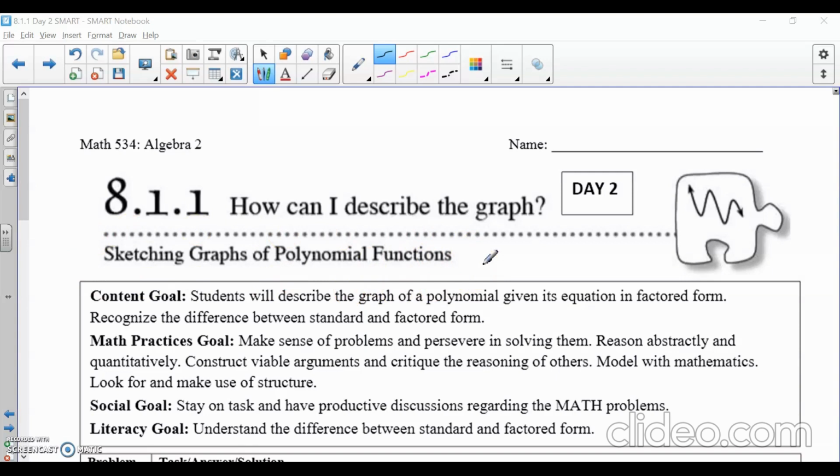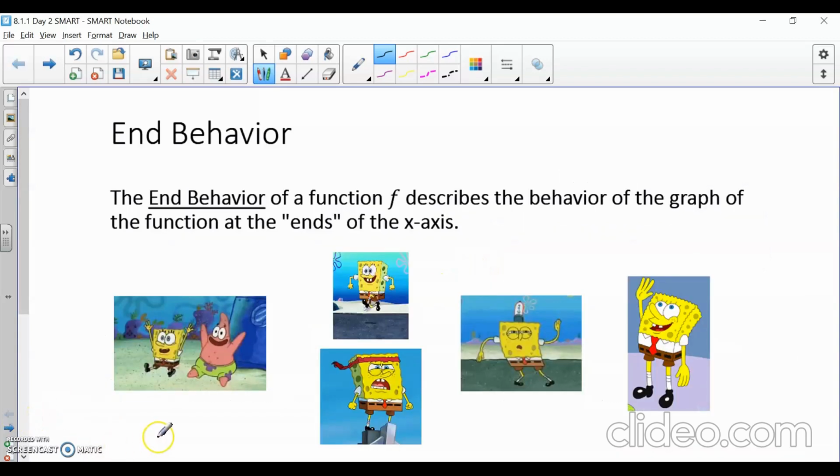If you remember from the last video, we had to type our function into the calculator to know what the graph was going to do, how it was going to start, how it was going to end. And now we're going to learn how to know those things without the use of a calculator. So basically the end behavior of a function describes the behavior of the graph at the ends of the x-axis. So basically that's where it starts and where it ends. It's just on the left of the x-axis and the right.